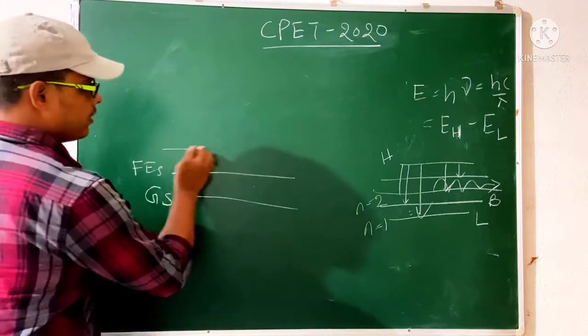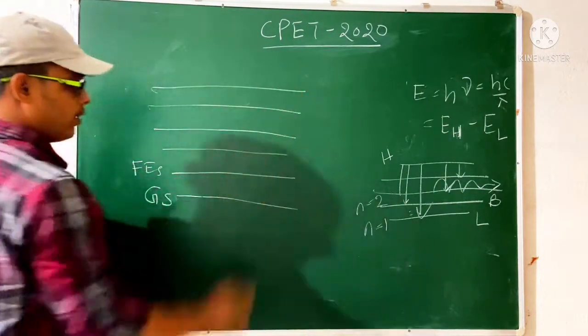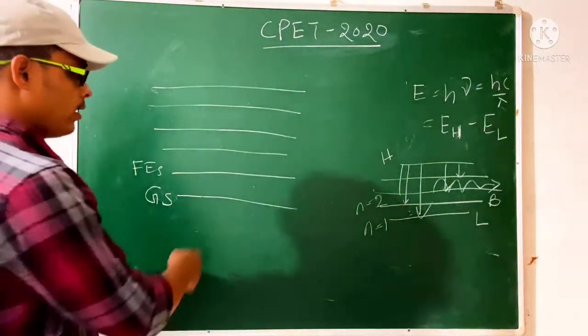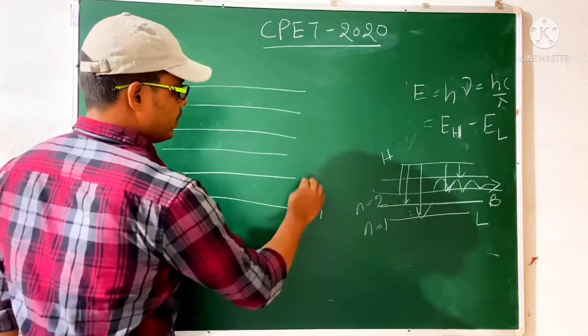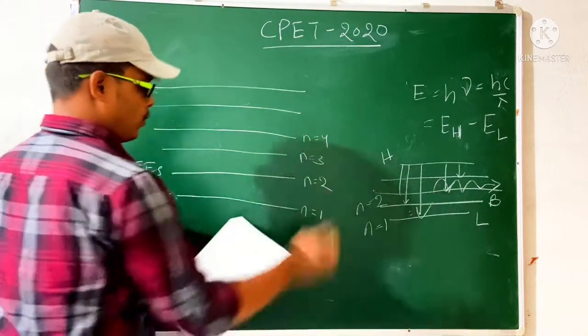And this is the first excited state, this is the second excited, this is the third, this is the fourth, this is the fifth. Okay. So remember, first excited state means n equal to 2, ground state means n equal to 1, and this is n equal to 2, this is n equal to 3, and this is n equal to 4.